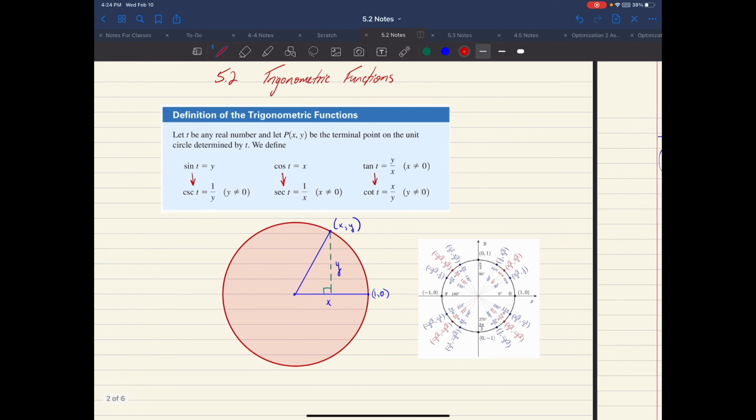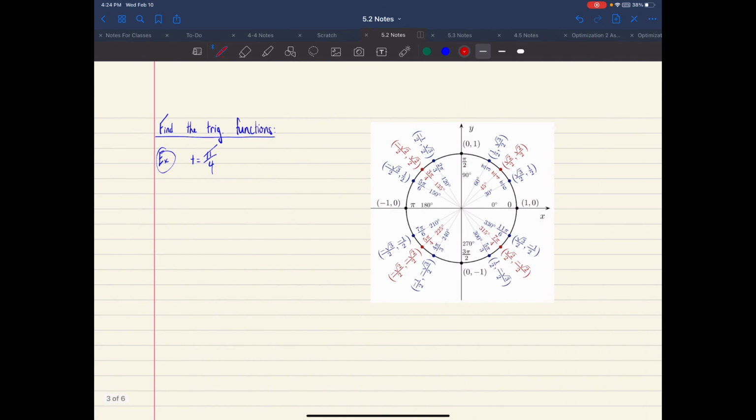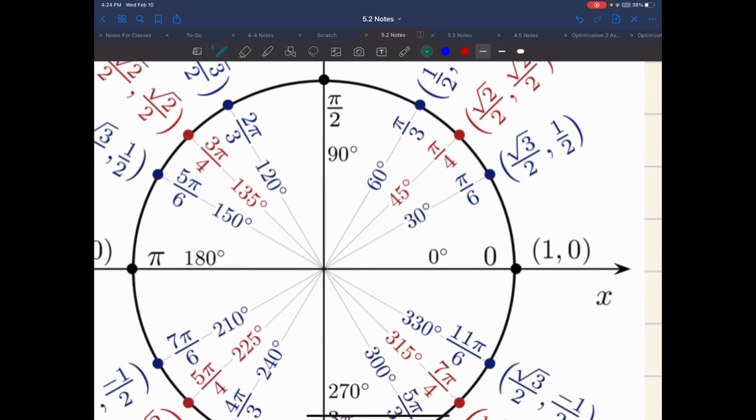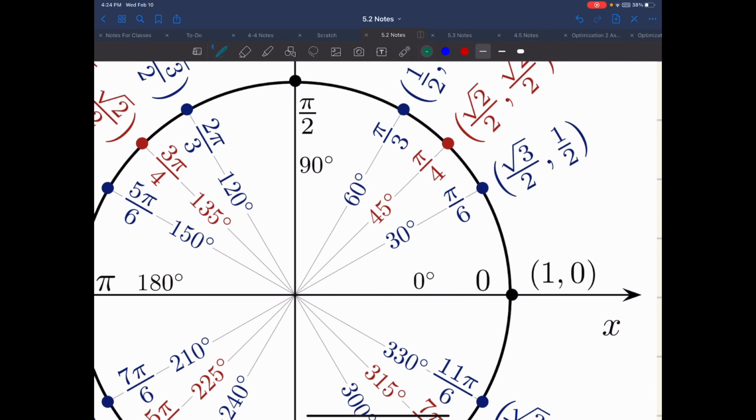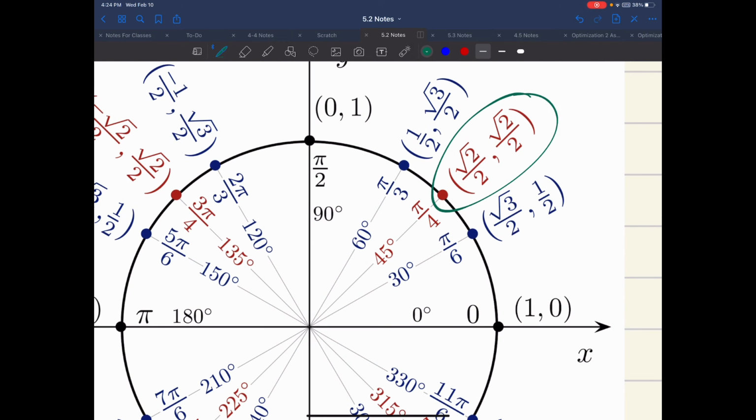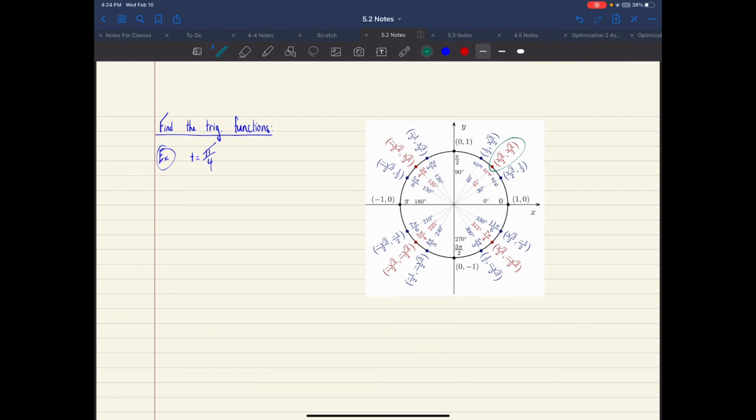So let me go to the first example. Find the trig functions for pi over 4. So you'll notice I have a unit circle. I think I have it on nearly every page here. So I will just circle the value at pi over 4. So right here is pi over 4. The unit circle value is root 2 over 2, comma root 2 over 2. So this is really simple. At pi over 4, the coordinate point is root 2 over 2, comma root 2 over 2.